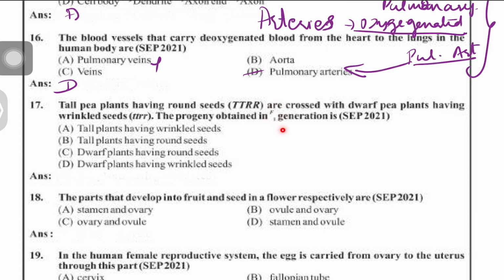Since it is F1 generation, we recently solved the same type of question. In F1 generation, we always see that the dominant characteristics are expressed. So here it is very clear that tall pea plants with round seeds are the dominant characters compared to dwarf and wrinkled seeds. So the plant which is going to be produced in F1 generation is tall pea plant with round seeds. So which is the option there? It is option B. Tall plants having round seeds. Hence the correct answer for 17th question is option B.